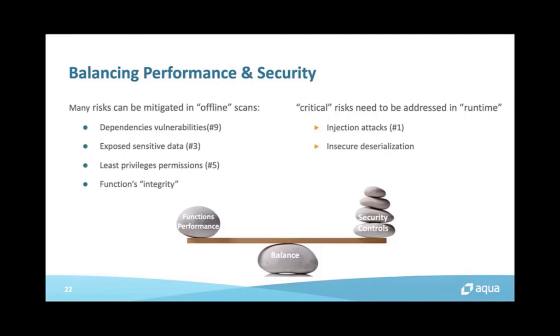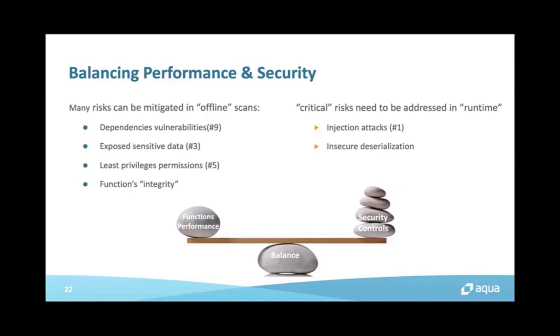There are some things that have to be done when the function is running. There are critical risks that need to be addressed when the function is in runtime. For example, injection attacks, where someone is trying to inject code or pass malicious input into your function. This is something which has to be done while the function is running.